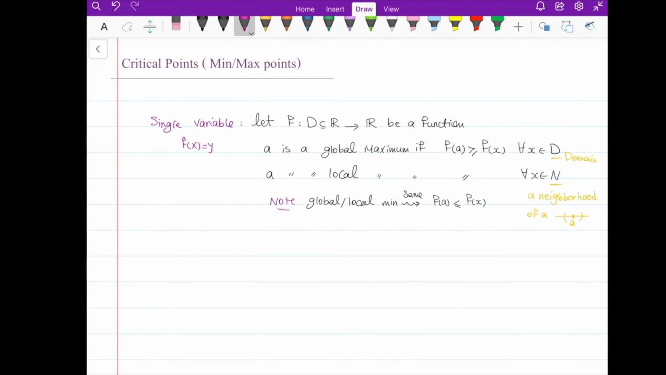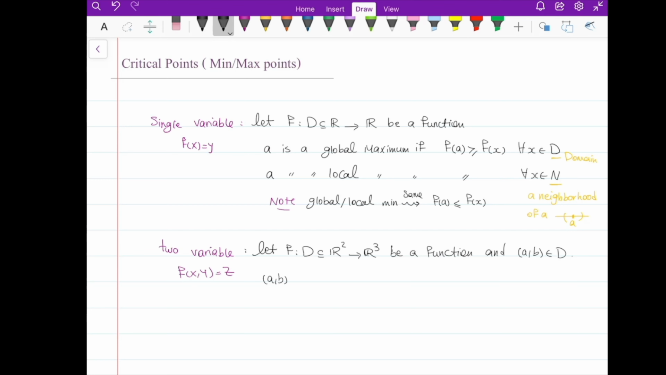Now, how about the two variable case when we have a function of two variables like this? Then we say let f be a function from D, where D is a subset of R2 and it goes to R, be a function, and let's pick a point (a, b) in the domain.